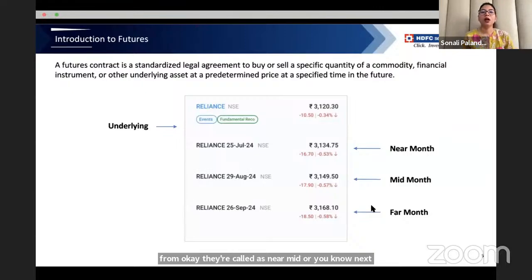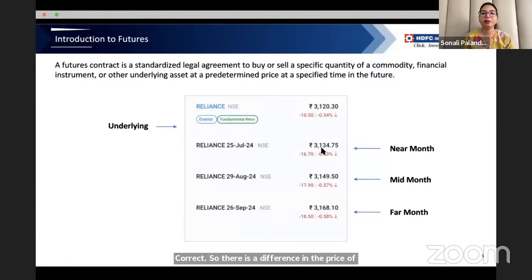All right, now when we focus upon the pricing, if you look at the pricing, just give me a second please. Okay, so if we focus upon pricing, this underlying is priced at 3120. If you focus upon the July contract, what is the price? 3134. Correct. So there is a difference in the price of the underlying and the futures contract, right? So why is there a difference?